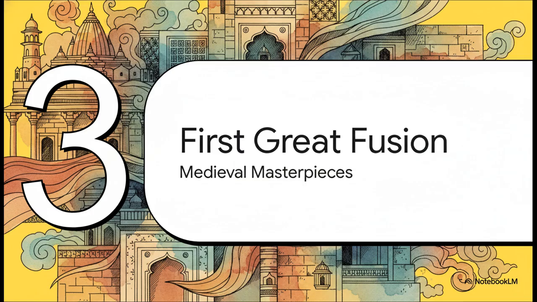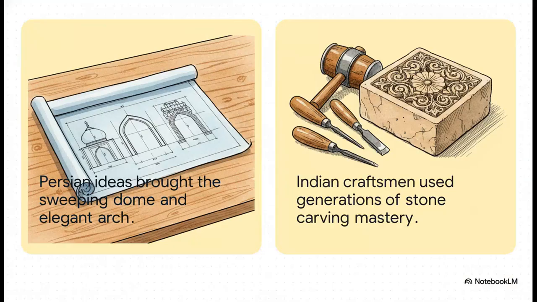Section 3. The first great fusion. Okay, this is the exact moment everything changed. On one hand, you have builders arriving from Central Asia and Persia, bringing entirely new structural blueprints, like the sweeping dome and the elegant arch. But they're handing these blueprints over to Indian craftsmen who have literally spent generations perfecting intricate stone carving. So what actually happens when imported geometry meets local mastery?